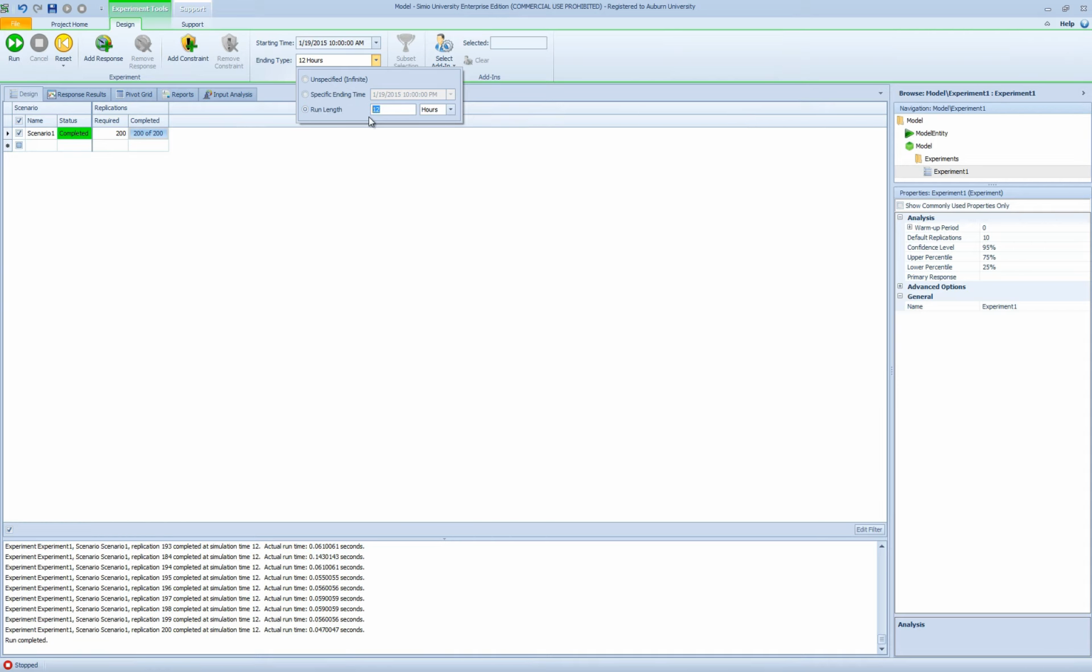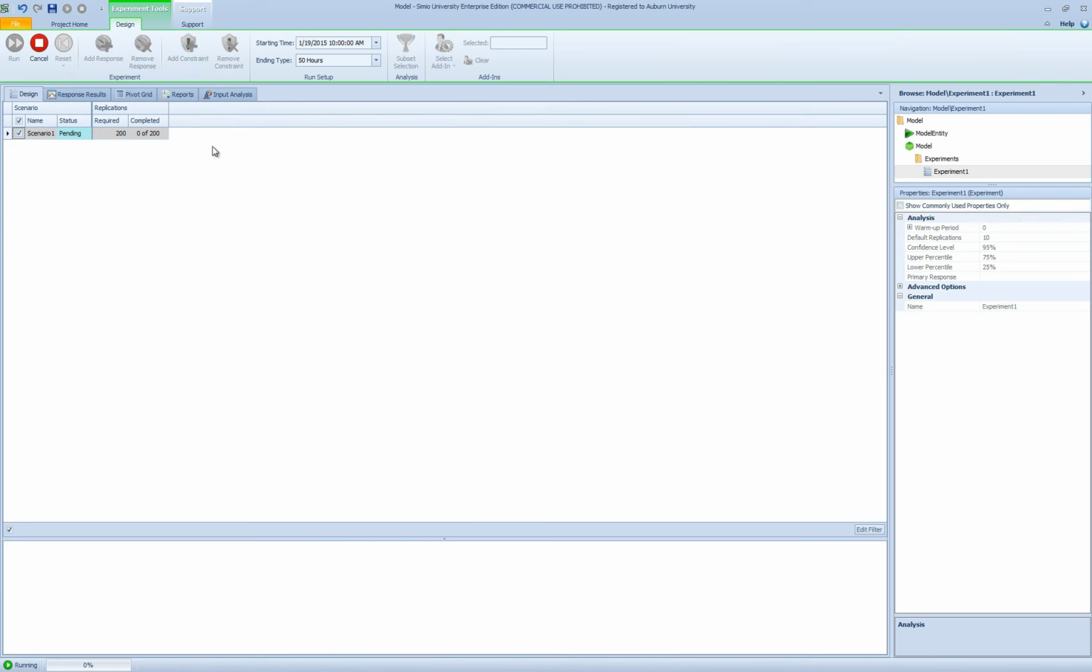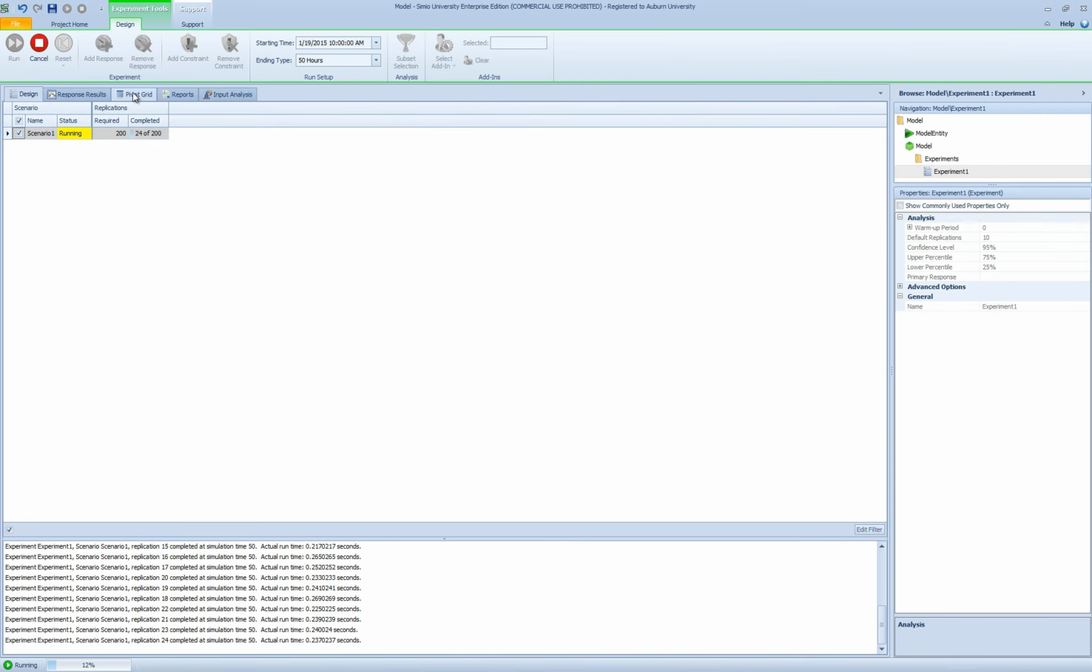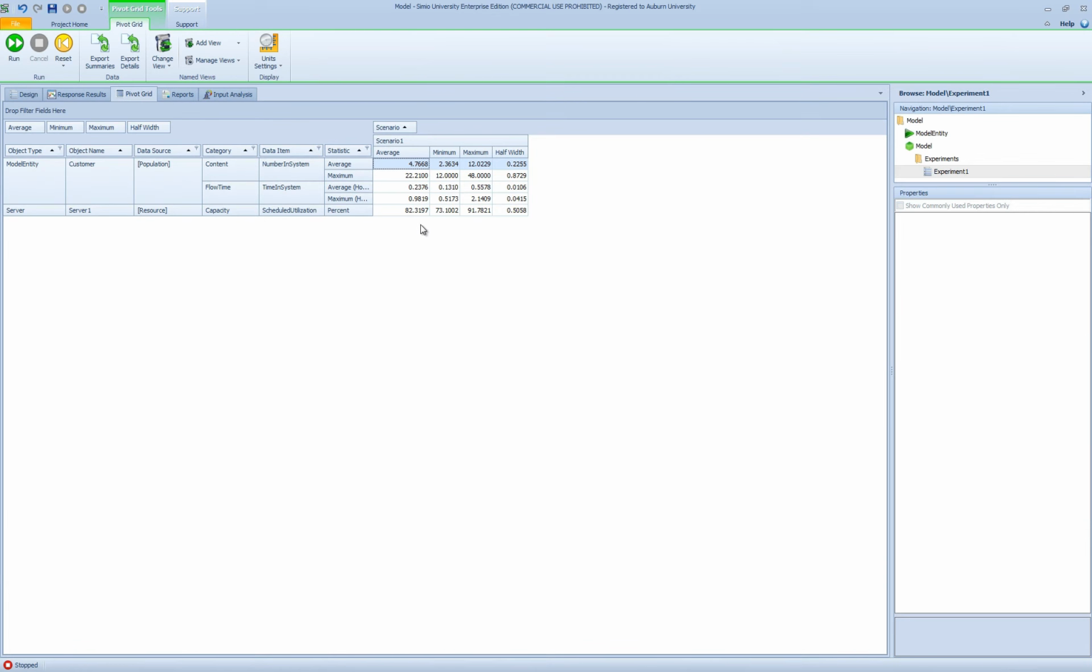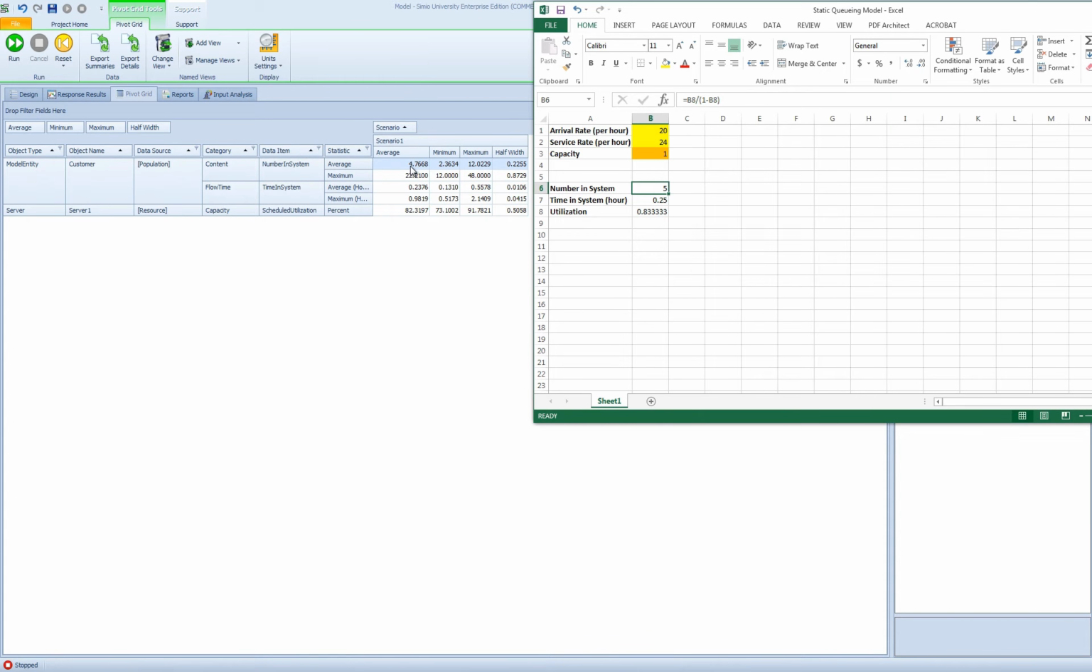So this time I'm going to run my model for 50 hours, and I'm going to reset and run the model. And the run is finished, and now I can go ahead and compare my values again, and this time I see that my values got much closer to my expectations, but still I'm getting 4.76 instead of 5 for number in system, and 0.23 instead of 0.25 for my time in system.